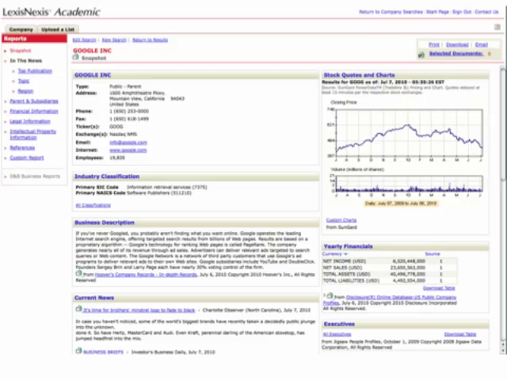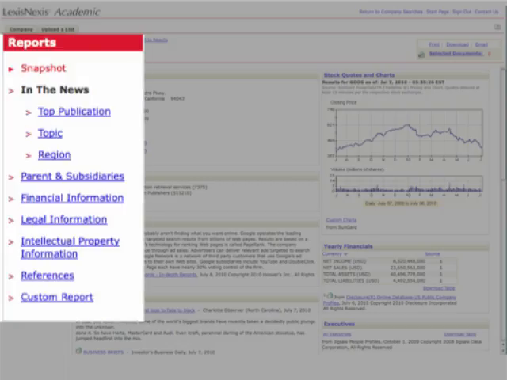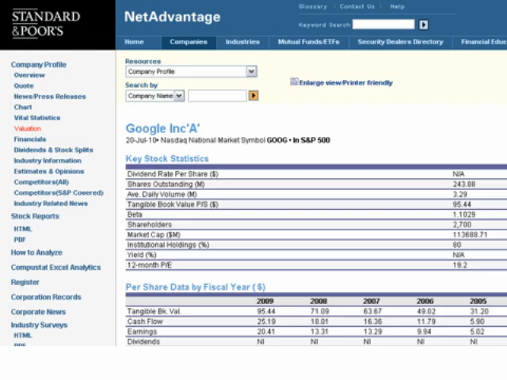For instance, the LexisNexis Academic database pictured here provides not only company financials, but also industry news that might mention the company in a substantial way, as well as intellectual property filings with the United States Patents Office or legal filings if they have been involved in litigation. Standard & Poor's Net Advantage is a database specializing in financial markets and investing, and so presents company information relating to stocks and mutual funds.